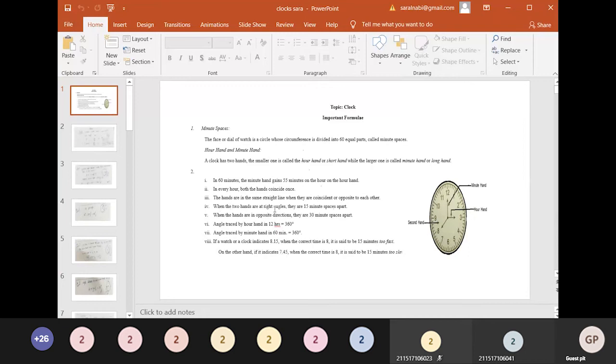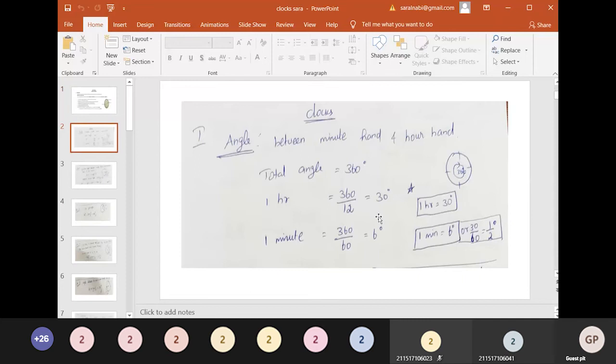When two hands are at right angles, they are 15 minutes apart. That is called a right angle. Let me explain the concept with example problems, and I think you will be clear with the concept. First, what type of problem can they ask us? How will you find the angle between the hour hand and the minute hand? This is the first type of problem. There are four different types of problems that may be asked in class.